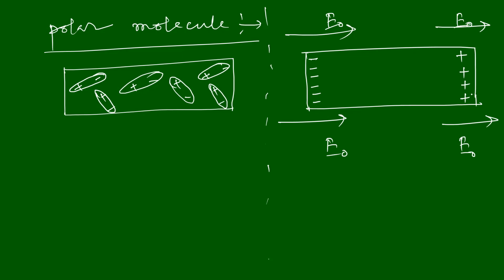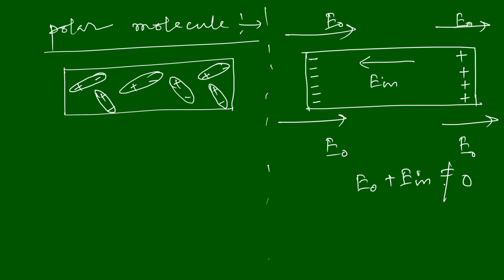So now the polar molecule will have a net dipole moment, and inside this polar molecule there should be some induced electric field in this direction. That induced electric field will reduce the effect of the external electric field, and the summation of E naught plus E induced is not equal to 0.